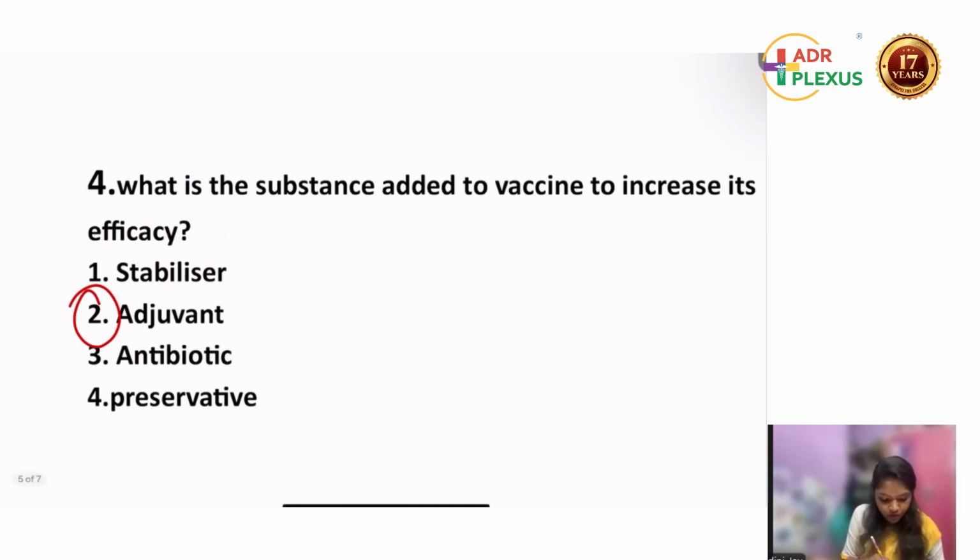Antibiotic, straight away you can rule out. What is the use of antibiotic in a vaccine? Usually you don't use it other than in certain vaccines, but usually it is not the one which is going to increase its efficacy. Preservatives are there to prevent the germs from growing in the vaccines, and it is not actually going to help in increasing the immune response. So it's a straightforward question. Adjuvant is the actual answer for this question.